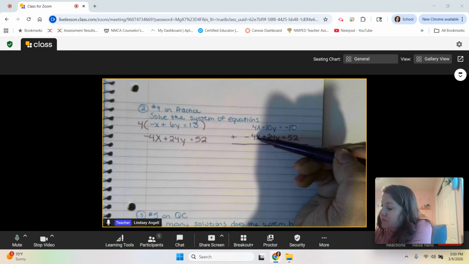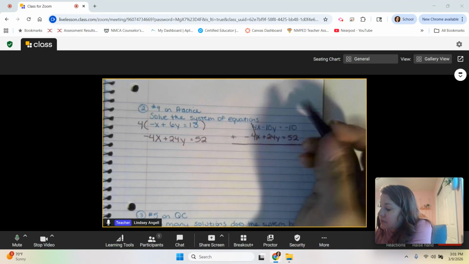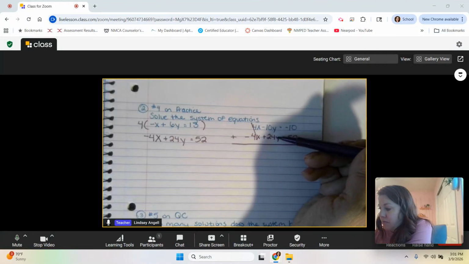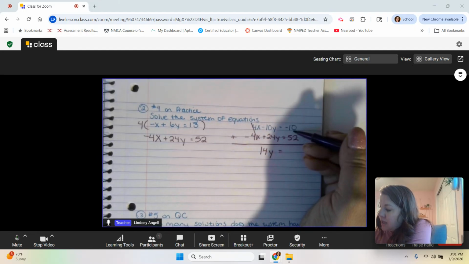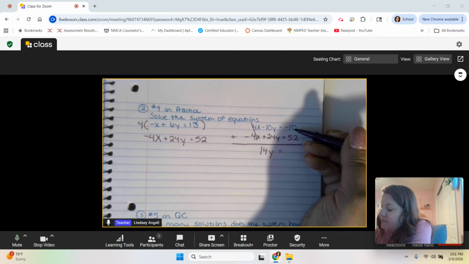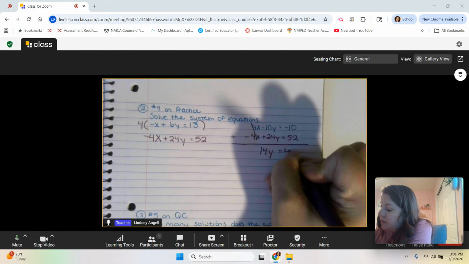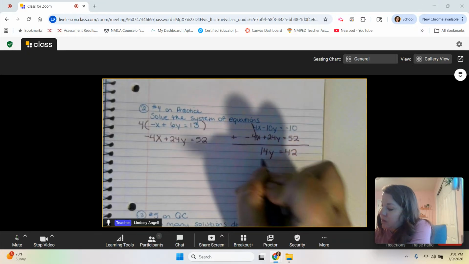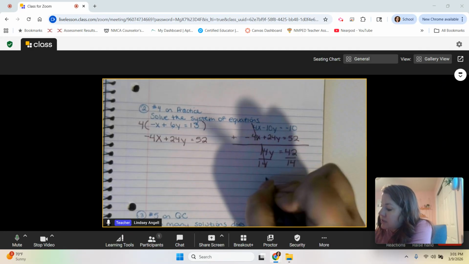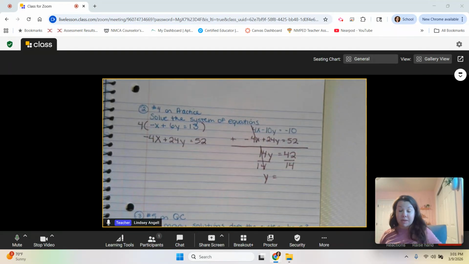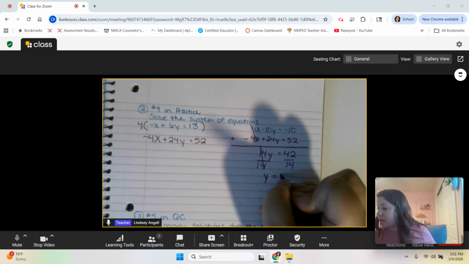So 4x minus 4x is 0. Those cancel. Negative 10y plus 24y is positive 14y. And then negative 10 plus 52 is positive 42. Divide both sides by 14. They'll cancel on the left. So y should be equal to 3, but let's make sure. 42 divided by 14 is positive 3.